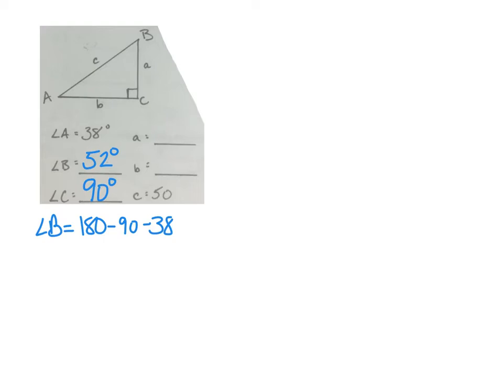Next, we have to find the two remaining side lengths. I do know that side C is 50. I'm going to put that right on my triangle right now. Then, because it's a right triangle, we can use SOH-CAH-TOA to help us through finding the side lengths.